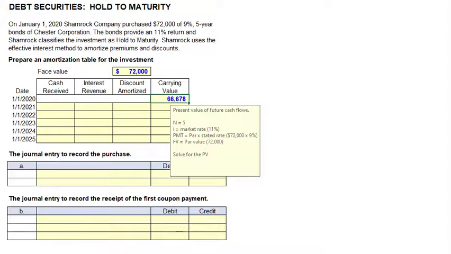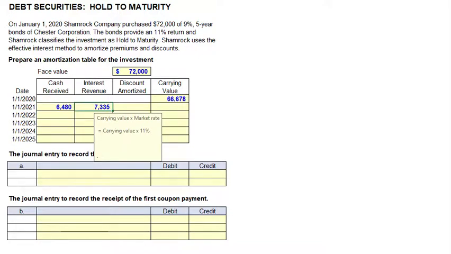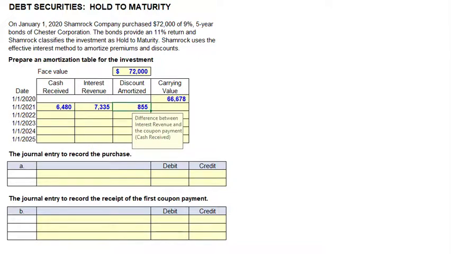Next, we start building our amortization table. The coupon payment is $6,480 a year, and that again is the 9% stated rate times the $72,000 par value. The interest revenue we expect to earn in the first year will be the 11% interest rate, the market value, times the $66,678 carrying value. Of course, our interest revenue doesn't equal the cash received, and we're going to have an amortized discount in this case. And that's the difference, again, between our interest revenue and the cash we received. And of course, that will increase the carrying value of our bond.